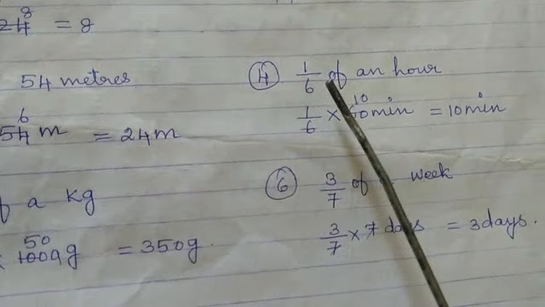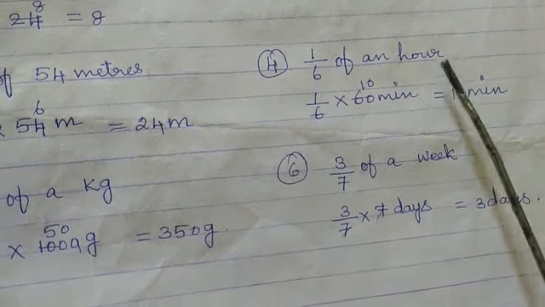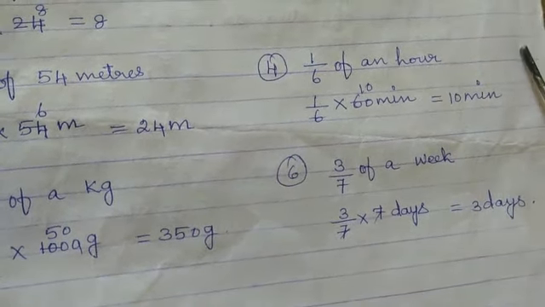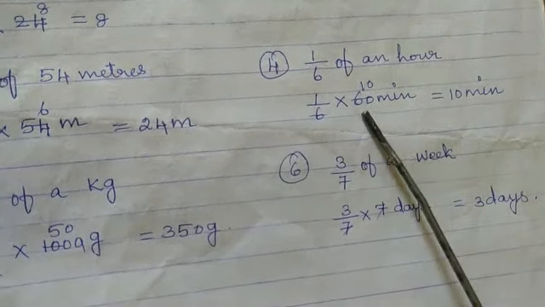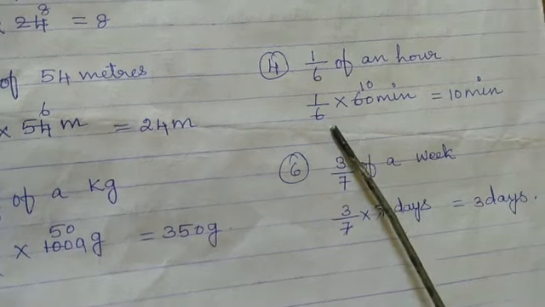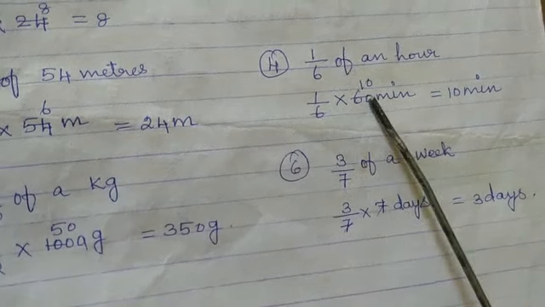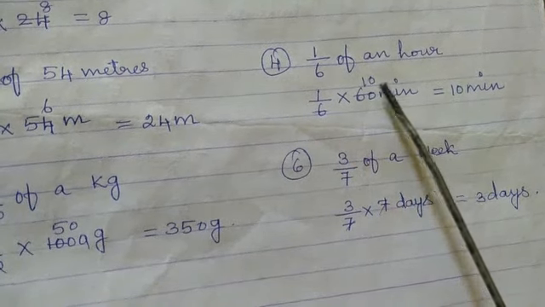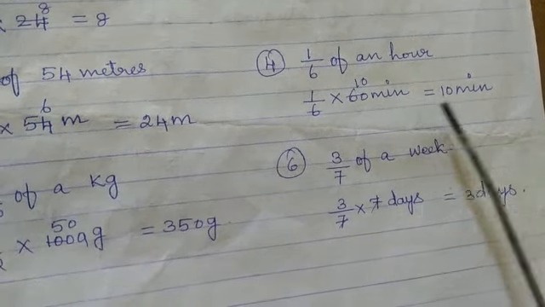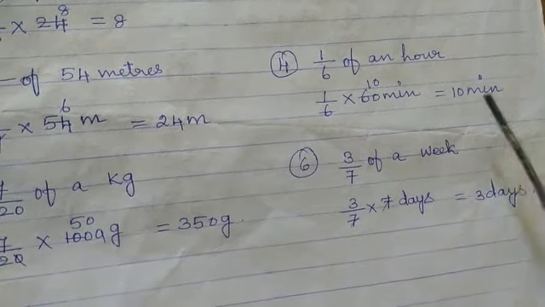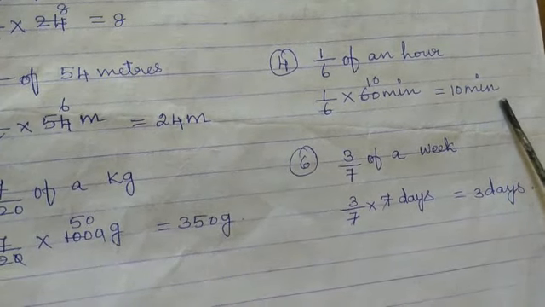Question number 4. 1 by 6 of an hour. Here there is no number. So how to do it? You can convert 1 hour into minutes, or seconds also. I am converting here, that is 1 hour equal to 60 minutes. That is 1 by 6 multiplied by 60 minutes. So cancel it. 60 divided by 6 is 10. 1 tens are 10, that is 10 minutes. Because I have converted the 1 hour into minutes, I have written the unit as minutes.